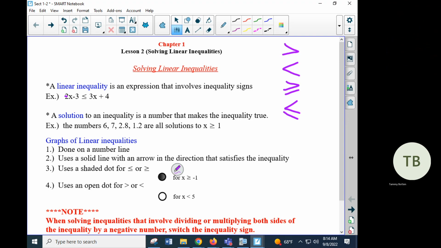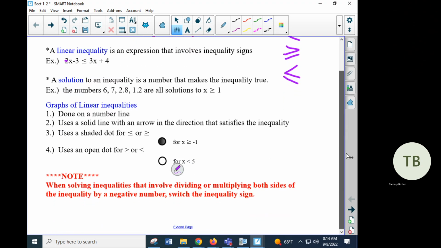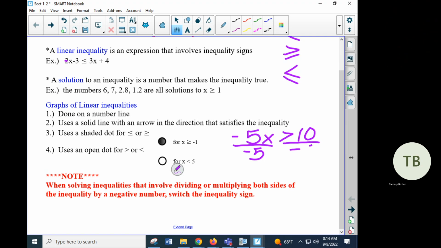And then the other thing is, do you guys remember the rule with inequalities that if you multiply or divide by a negative, what do you have to do? So if you're doing negative 5x is greater than 10, and you go to solve this, you would divide by negative 5. And whenever you divide or multiply by a negative, you have to switch your sign. So it'd be x is less than negative 2. Okay.